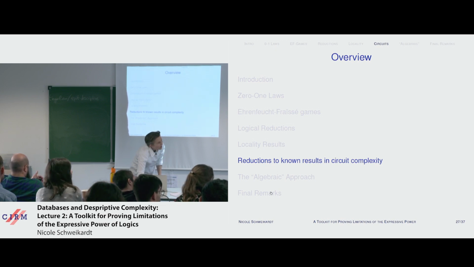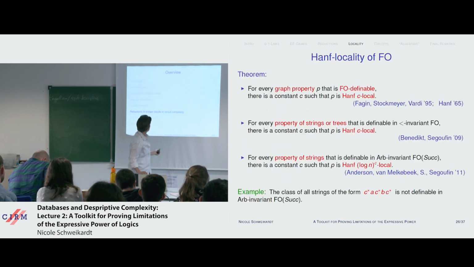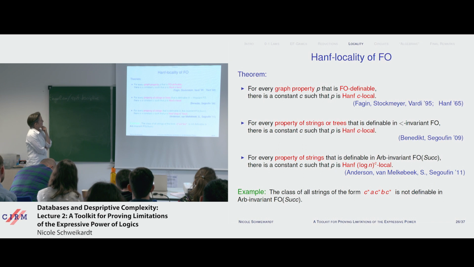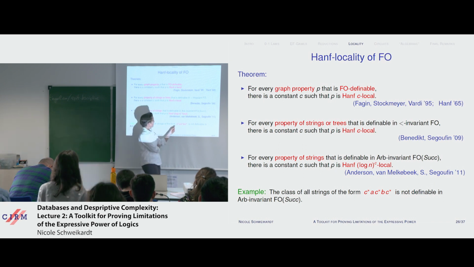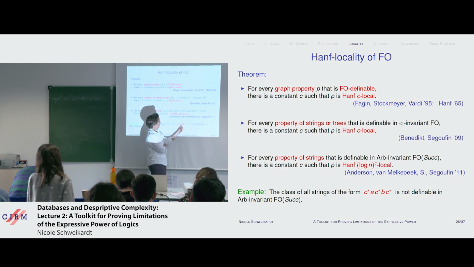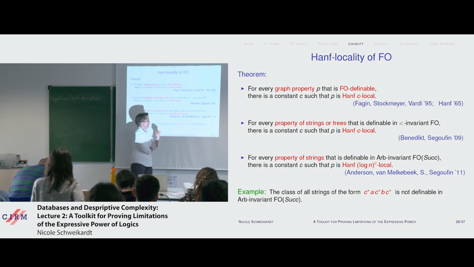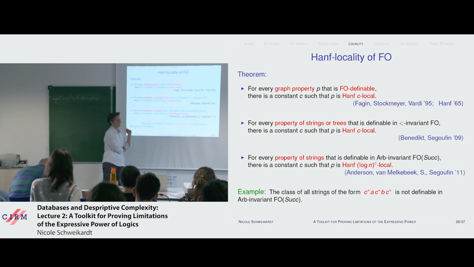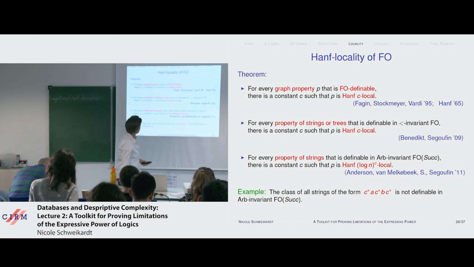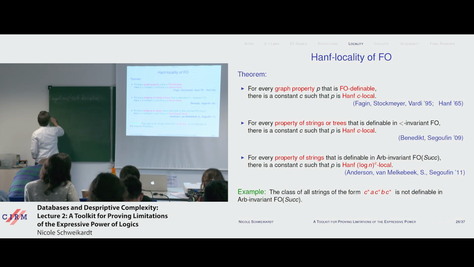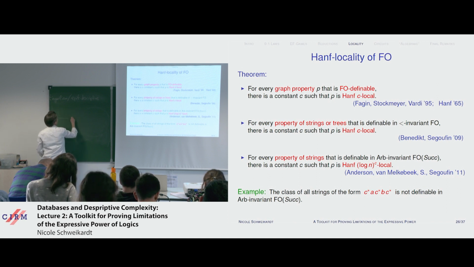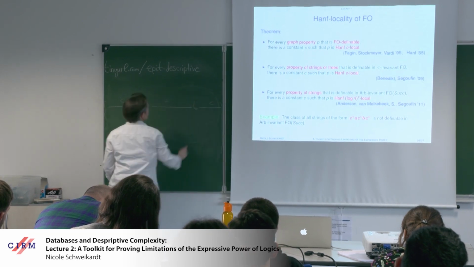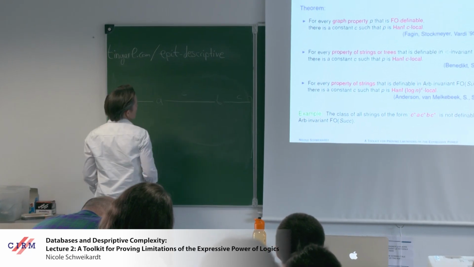Can you maybe show us an example of how that works? Yeah. So, what do I claim? The class of all strings of the form arbitrary number of c's, then an a, then arbitrary number of c's, then a b, and then arbitrary number of c's is not definable in arb-invariant FO with successor. So look at a string where you have a long sequence of c's, then you have an a, then an extremely long sequence of c's and a b, and again lots of c's. And swap a and b.